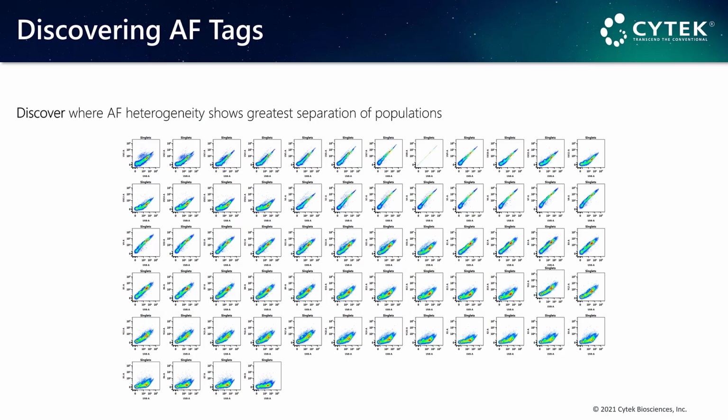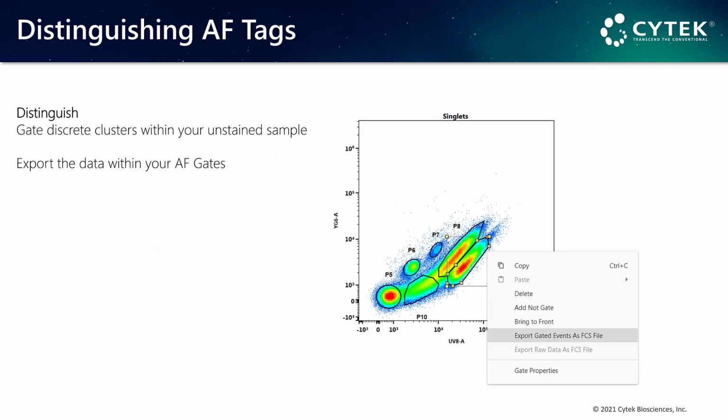To begin the workflow, first we need to discover where the unstained sample shows the greatest separation of populations in our raw n-by-1 permutations. In this sample, the plot chosen is UV8 versus yellow-green 6. Once we have identified the plot that allows us to visualize those separate clusters, we place a gate around each of these clusters. If we then right-click on the gate, we can export the gated events as a new FCS file. So do this for every single cluster you define.